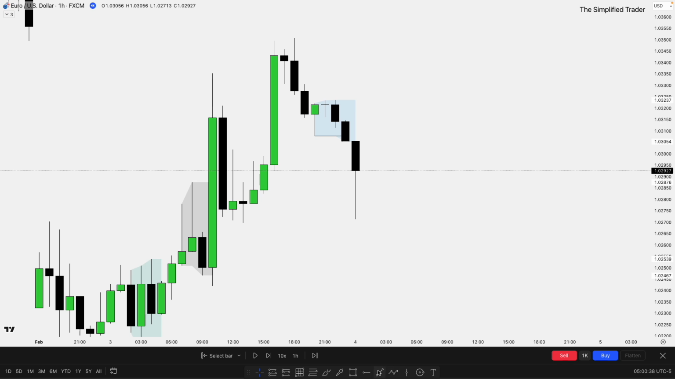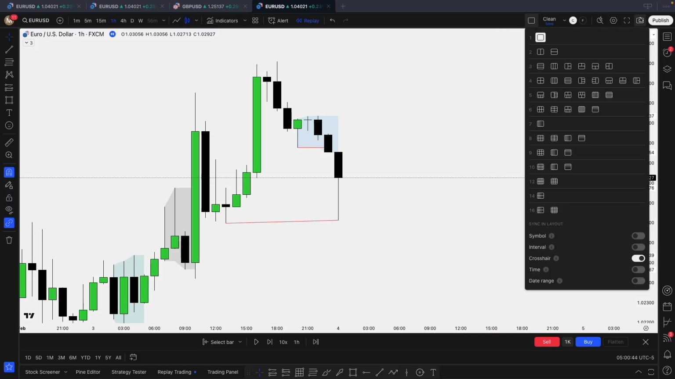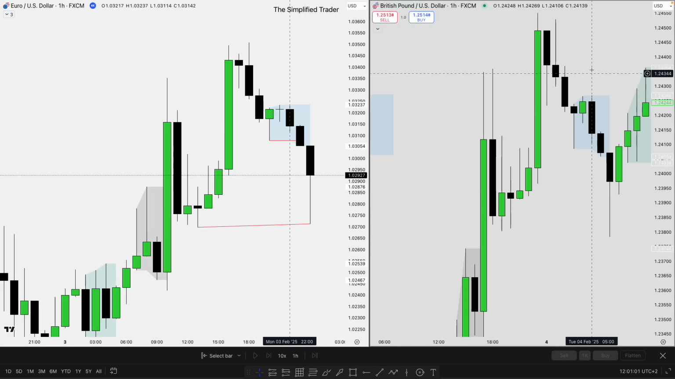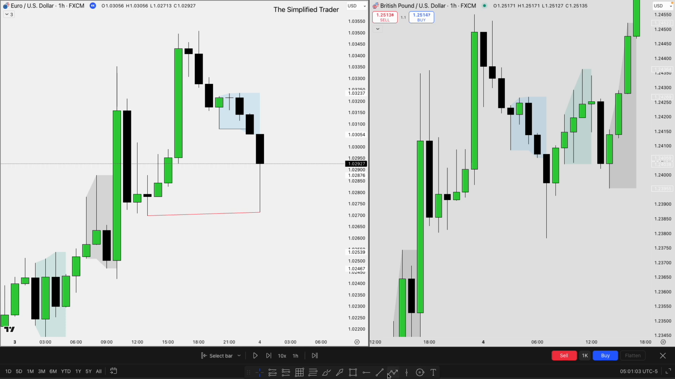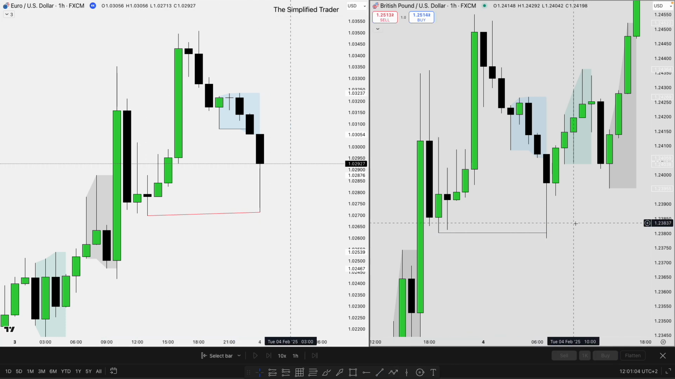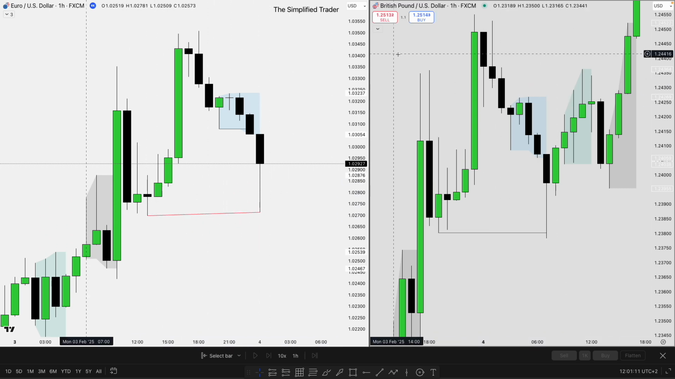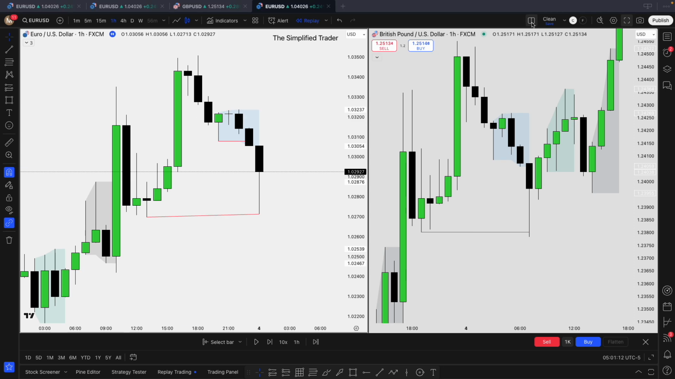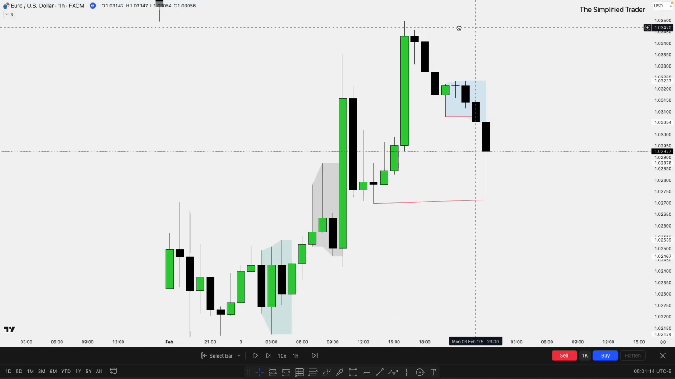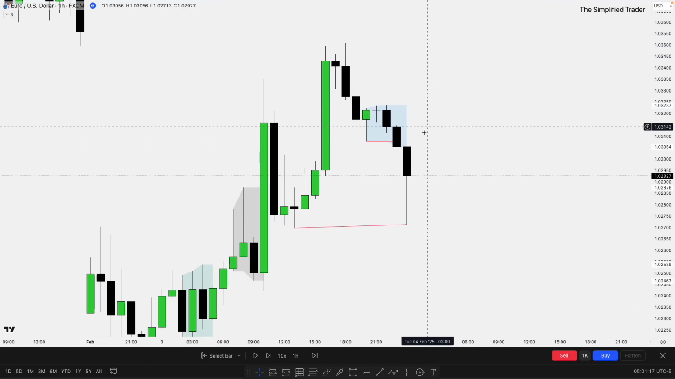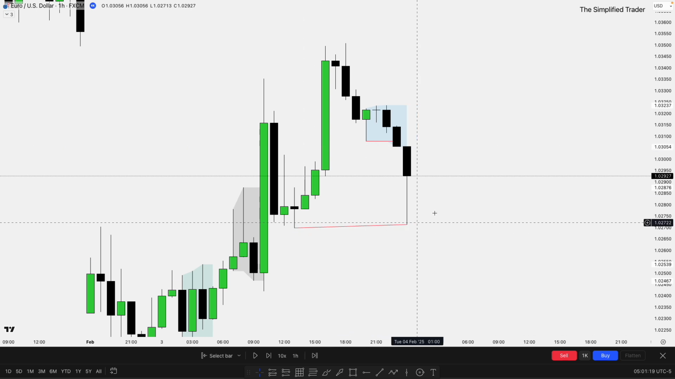Now, we have SMT with GBPUSD from that low to this low. If I pull up GBPUSD, we can see GBPUSD took out this low, while EURUSD failed to take out the low. So we have bullish SMT with GBPUSD. So now we have a couple of confluences. We took out liquidity and we have SMT.